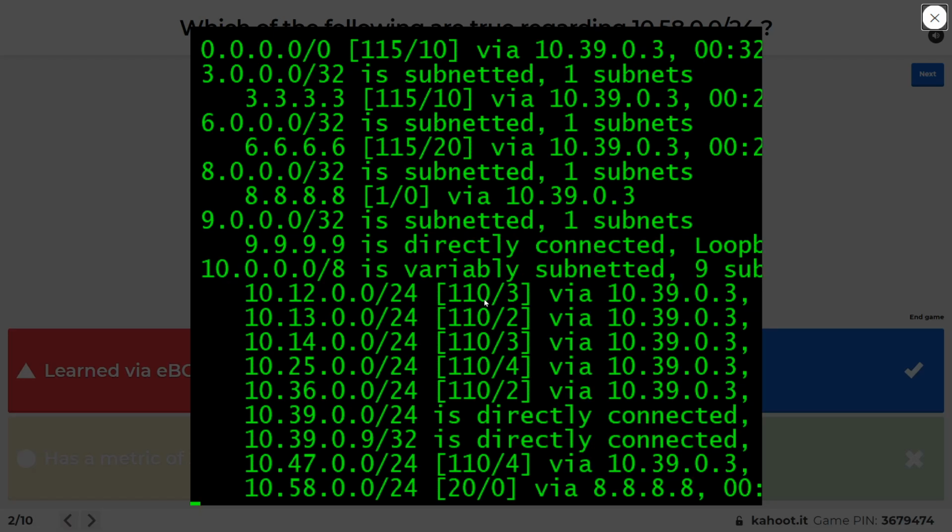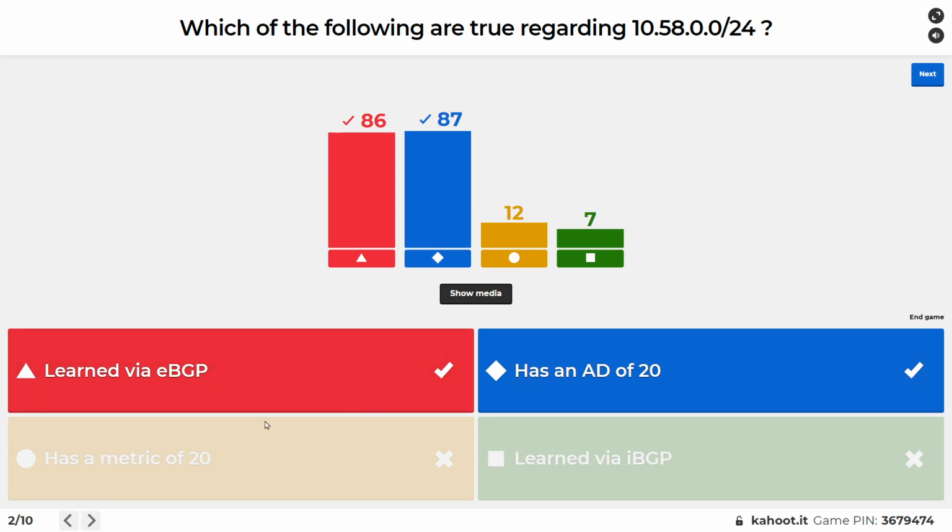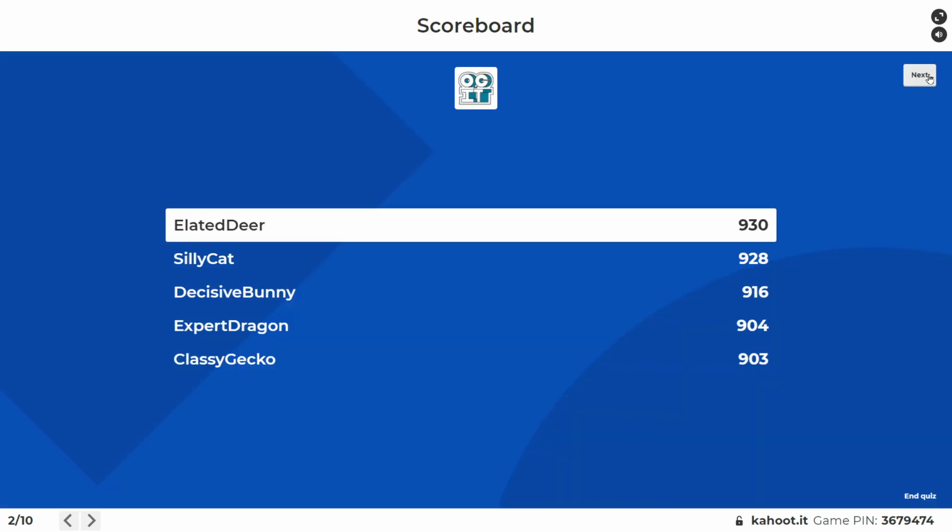Bring out a pen. And regarding 10.58.0 down here, because these are randomized orders too, I did not intend for these to go back to back, but that AD is representative of external BGP. That's the default AD for an external BGP learned route. So if we go back and we take a look at the answers here: yeah, learned via external BGP. Oh, and has an AD of 20. Yep. You guys are doing great. All right, crushing it. Oh my gosh, I'm so pleased. We are off to a fantastic start.